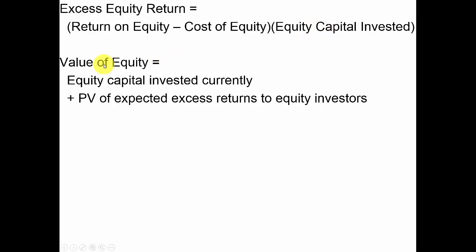Another way of looking at it is, how do you take this excess equity return over a period and turn it into a target price for the stock? Well, you can value the stock as the sum of the equity capital currently invested plus the present value of all the expected excess returns that are going to go to equity investors in the future. And one of the questions that you have to answer is, how many periods in the future are they going to have these excess returns?